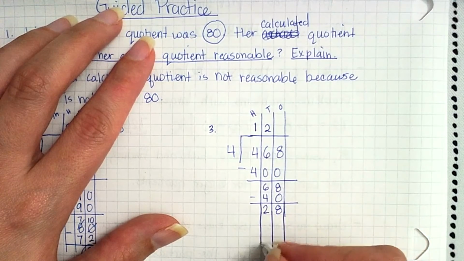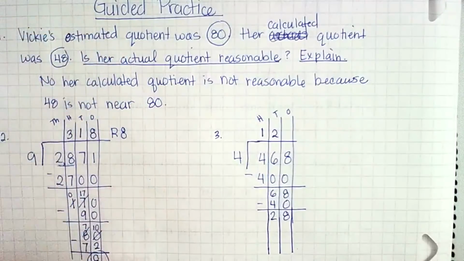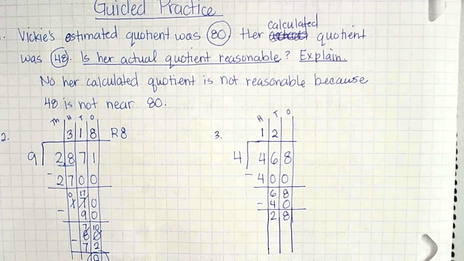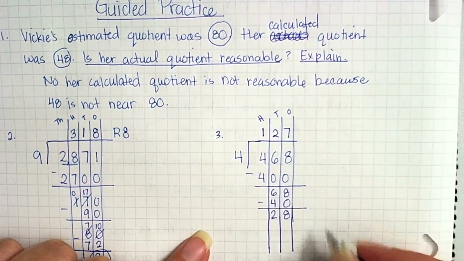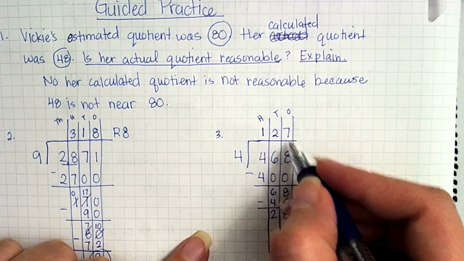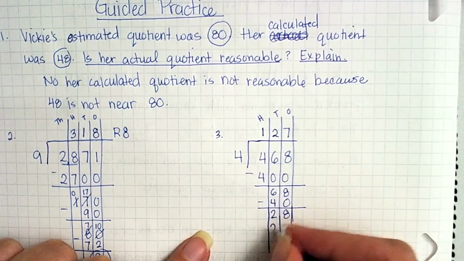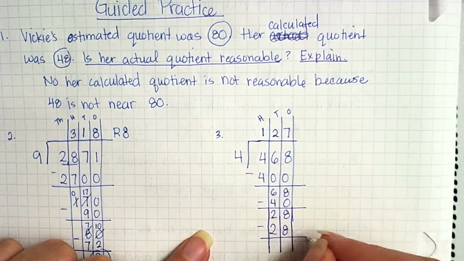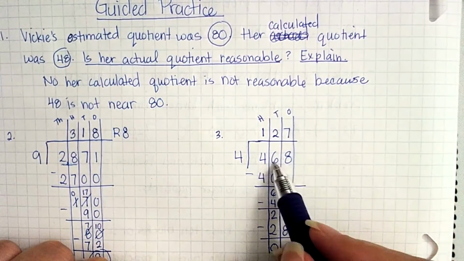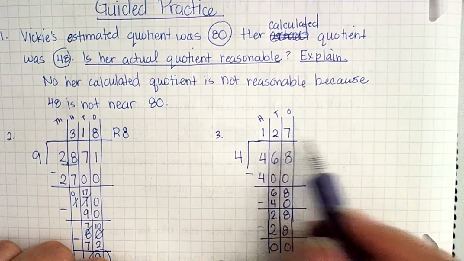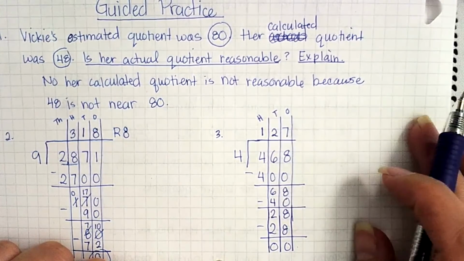Now I have to think 4 goes into 28 how many times? So stop and go through your multiplication facts. I know 4 times 5 is 20, 4 times 6 is 24, 4 times 7 is 28. So I'm going to put my 7 up here. 4 times 7, it's a single digit number in the ones place. 4 times 7 is equal to 28. Subtract those off. I have nothing left over, so I have a remainder of 0. So 468 divided by 4 is equal to 127 with no remainders left over.